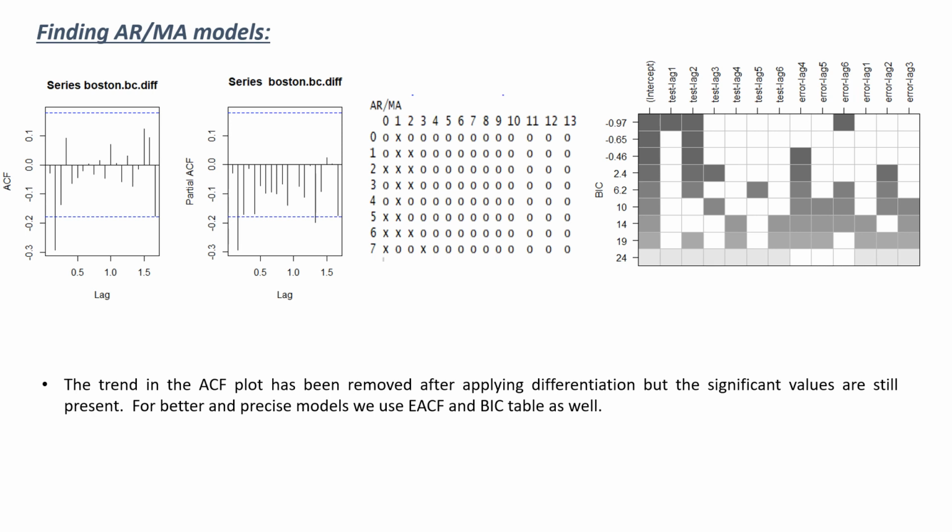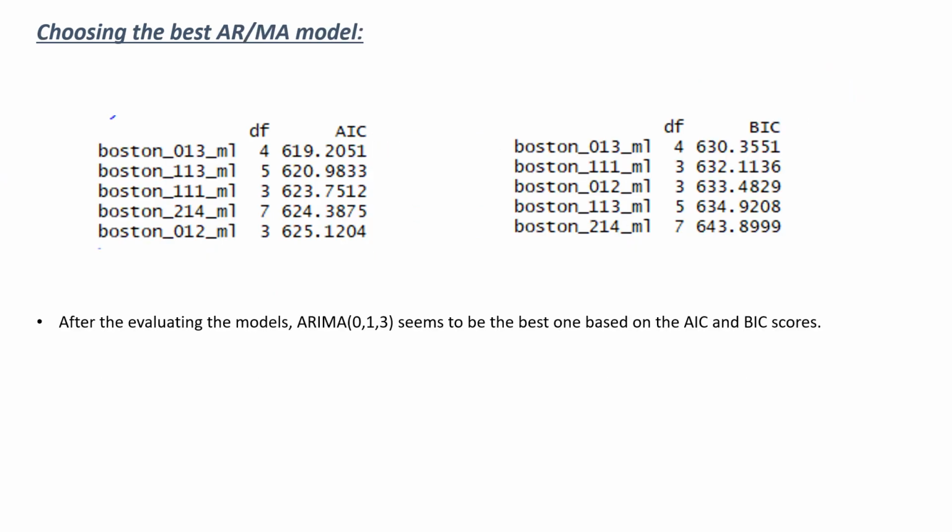In EACF, we can see that it is 02, 03, and 13. So ARIMA 012, ARIMA 013, ARIMA 113, and ARIMA 214 were the candidate models here. We evaluated according to AIC and BIC scores in order to choose the best model, where ARIMA 013 was considered the best.